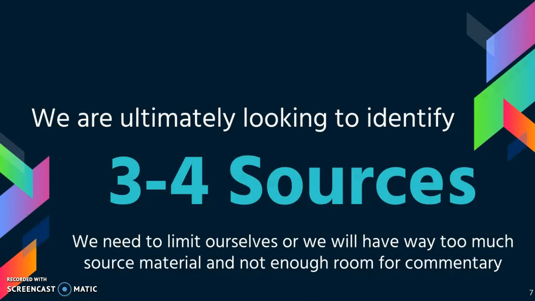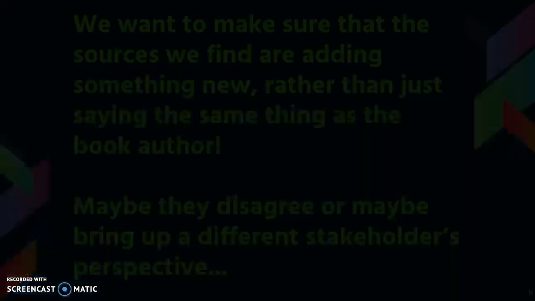Ultimately, we're looking to identify 3 or 4 sources. We have to limit ourselves here because otherwise we're going to have way too much source material and not enough room for commentary. Because remember, we're also working with a book. So when we're searching, it's obvious that initially we're going to probably create a list of a multitude of sources that we might look at. But ultimately, we want to narrow it down to maybe one source per factor that we can use in conjunction with the book to talk about what we learned on the issue.